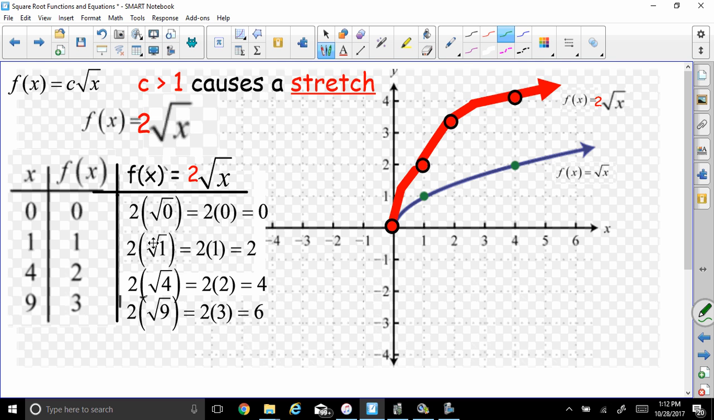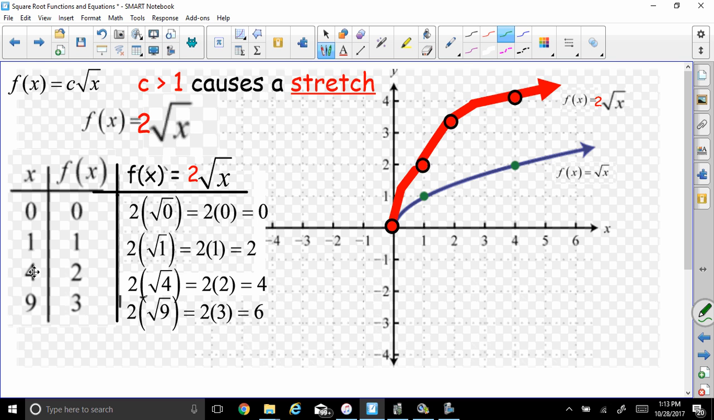So we'll pick 1. Square root of 1 is 1, times 2. Notice the value is doubled. We pick 4. Square root of 4 is 2, and 2 times 2 now gives you 4. When we graph 1, 2, there's the new graph. So 1, 2 goes up to here. Notice the value doubled.